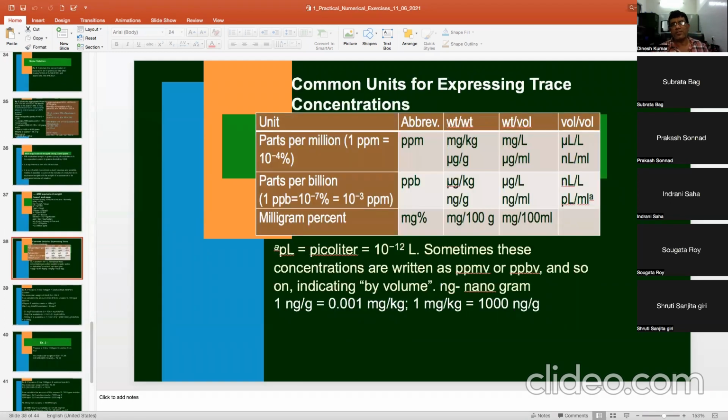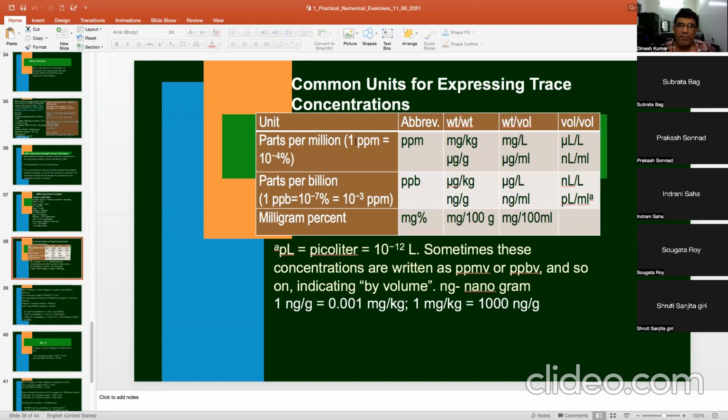See some more relations. Common units for expressing trace concentration: these days people are talking about ppm, ppb, and more new units are coming, microliters, nanoliters, picoliters, and so on. So a variety of units are coming. Here, my purpose is to expose you to different units. So you can see unit abbreviations and weight by weight, weight by volume, and volume by volume. See their relationship also.